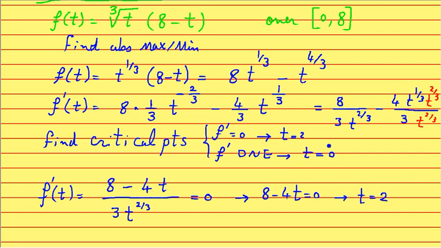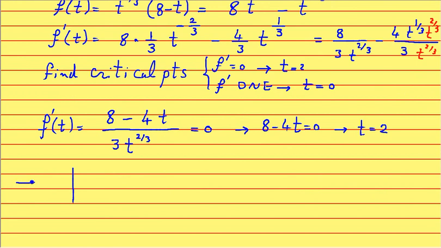We go ahead and make our table. Excuse me, my pen is running out of ink, I guess. Here's x. Excuse me, we had the t, not x. And our function f of t was t to the power of 1/3 times 8 minus t. Our region started at 0 and went as far as 8. In between there are these critical points 2 and 0.